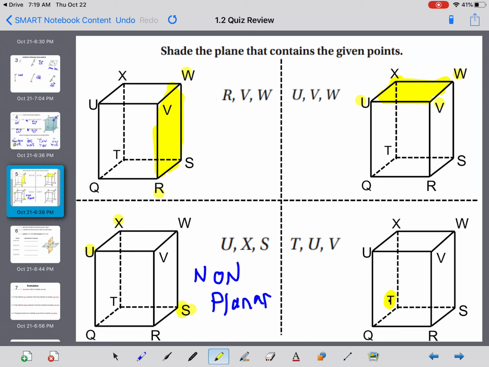And your last one is TUV. Again, what are we thinking? One's back here, one's in the top corner, and one's in the front corner. U and V are on the same plane, and U and T are on the same plane, but not all three. Non-planar.